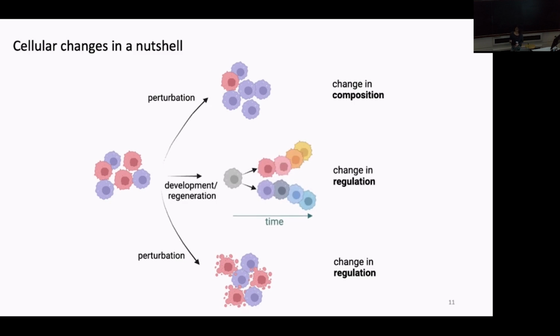And last but not least, sometimes during development or regeneration, we also observe gradual changes in the cells or in the regulations of cells. And we want to know how, for example, an embryo is developed and how we as mature individuals have developed from one single cell. And here we have time and space also as 2 dimensions.